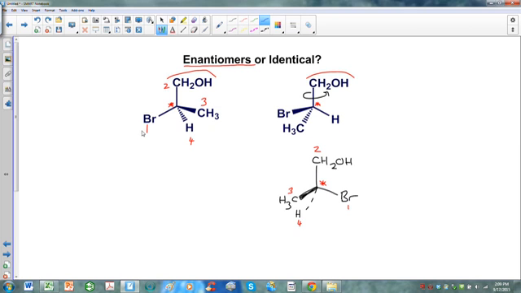So we're going to do what we did before. 1, 2, 3, we're going to go around clockwise here, so therefore the stereochemistry at this carbon is R. If we go counterclockwise, this is S. We'd previously said these were enantiomers because we could draw them as mirror images, and figuring out that the stereocenters are different just backs that up.